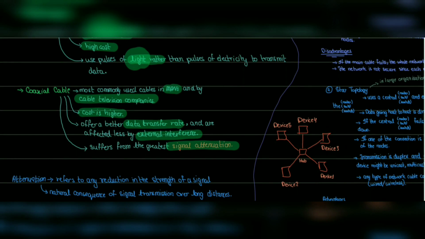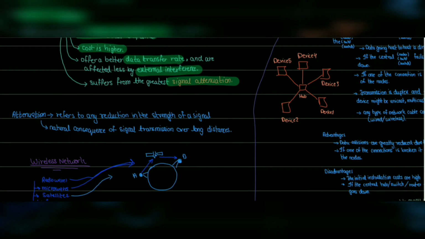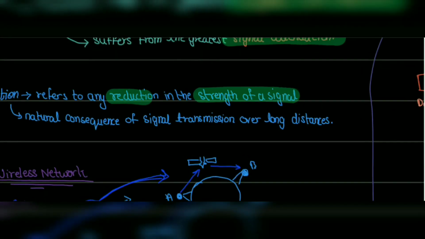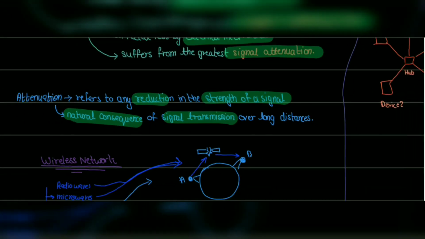Now, attenuation refers to any reduction in the strength of a signal. It is a natural consequence of signal transmission over long distance. This is what attenuation really means.